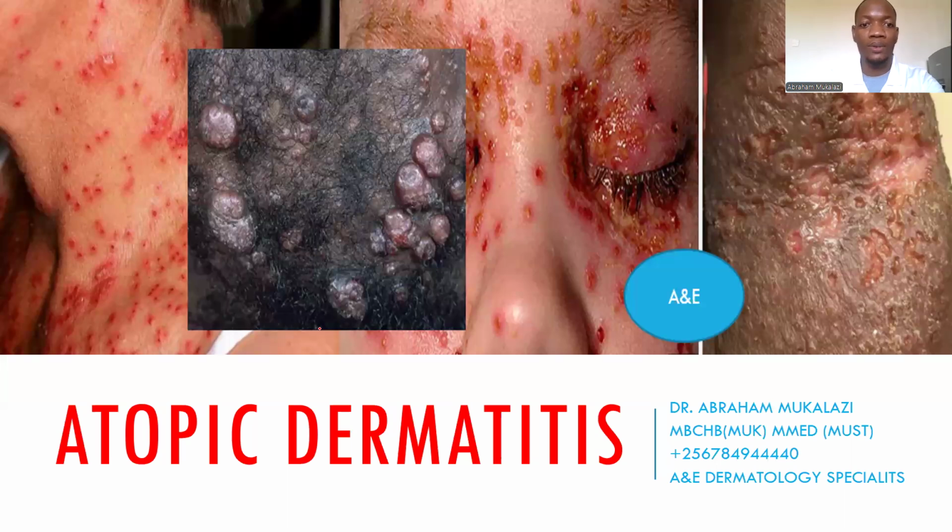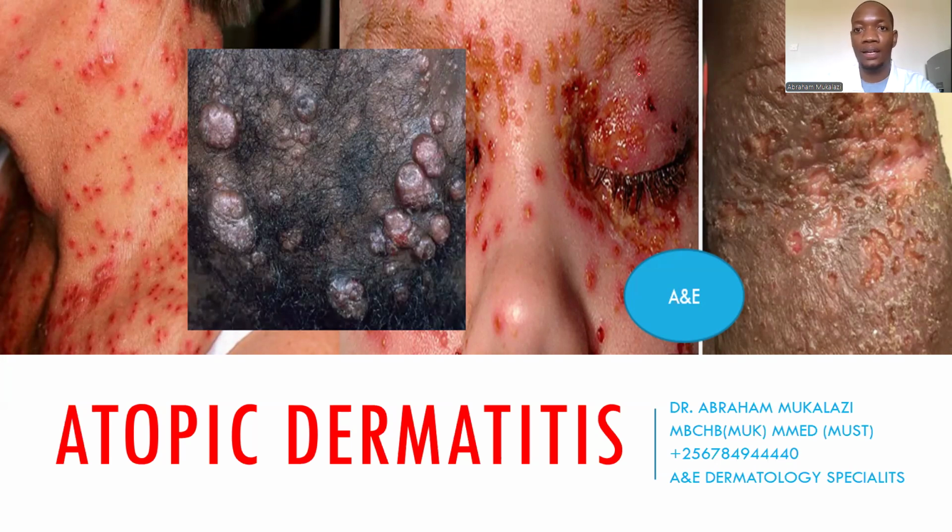Atopic dermatitis is one of the common dermatological conditions that we usually see in our clinic, and today we shall take a look at how it comes about, the best way to manage it, and actually how do you follow up patients that you've made a diagnosis of atopic dermatitis. I'm Dr. Abraham, and I'll be taking you through this session.